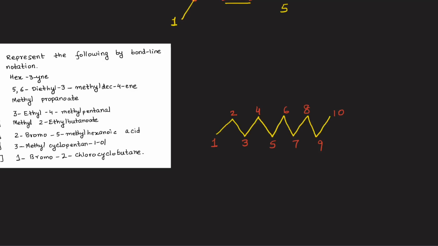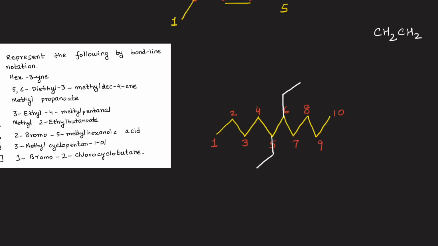Now on position number 5 and 6, we have diethyl. So ethyl is CH2CH3. That means there are 2 carbon atoms. So I draw a line and I depict it like this. I draw a line and I depict it like this. Meaning to say, here there's a CH2 and here there is a CH3. But since this is bond line notation, we do not write them, we only depict it by the bonds.